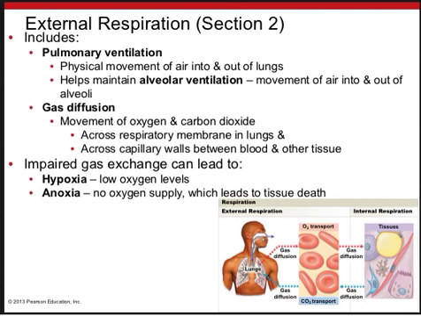Impaired gas exchange can lead to hypoxia, which is basically a condition of low oxygen levels, and anoxia, with no oxygen supply, quickly leading to tissue death. And the reason for that, again, is that without oxygen we can't make ATP. Without ATP, the cells can't perform any work.